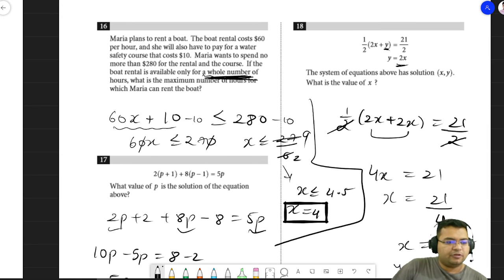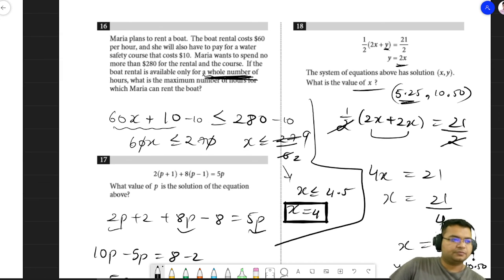So the value of y will be how much? 2x, which is equals to 10.50. So the solution, you have to write like this, 5.25 comma 10.50 is the solution. Now they're asking what is the value of x? 5.25. Okay.